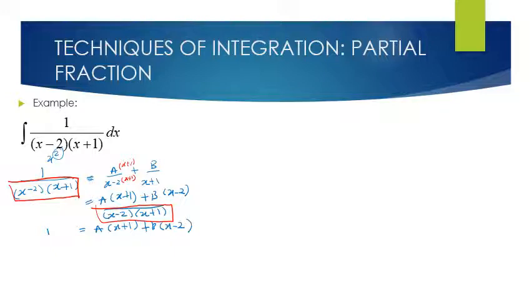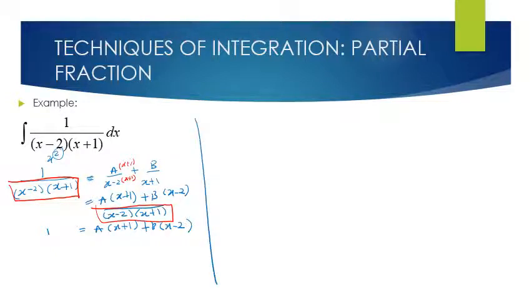Okay, so we have an equation here where we want to find a and b. So how do we find a and b? There are two ways. First, we can solve by comparing the coefficients, maybe in terms of x. Another way is to substitute values of x.